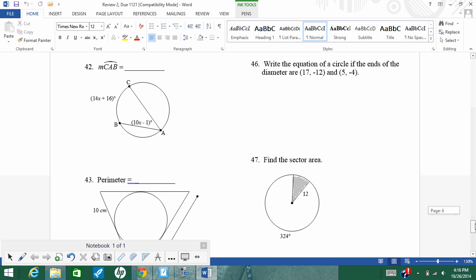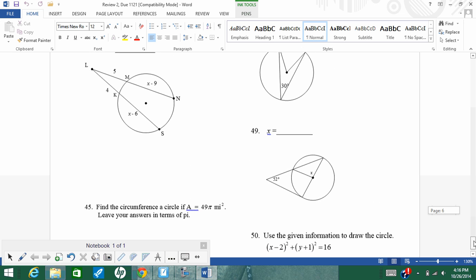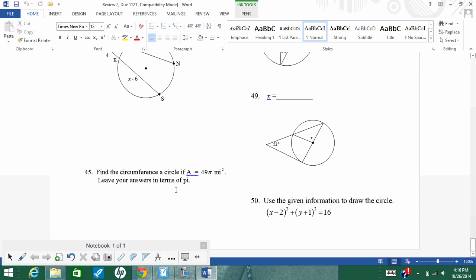I'd like to do a couple more problems. I'm going to choose just about 3 more. I think this one right here is important.